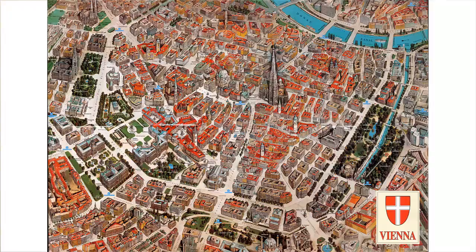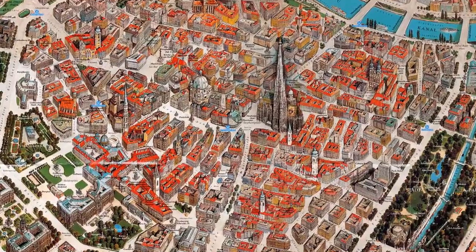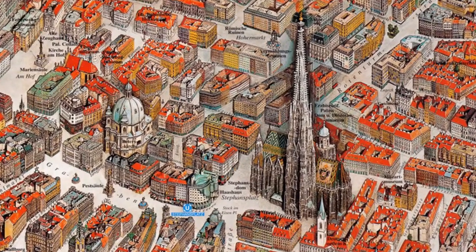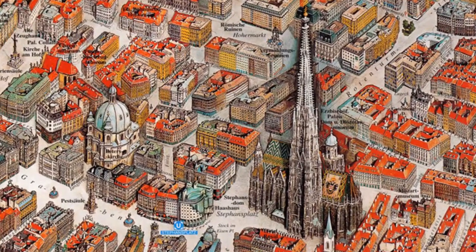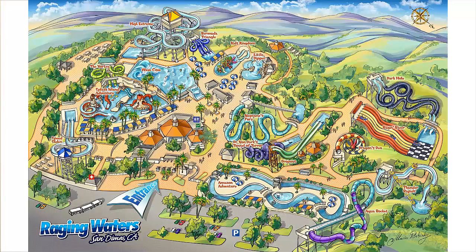The other advantage to an illustrated map is that it can convey the spirit of the destination. For instance, if it's a city like Vienna, which is a serious classical city, then you can have a certain style, whereas if you're talking about a city like Orlando, which has a lot of fun activities, then you can have more fun illustrated elements.